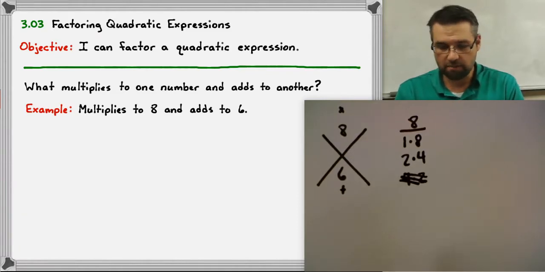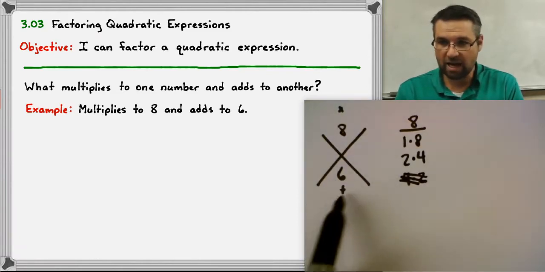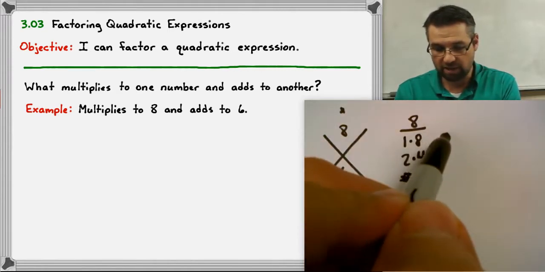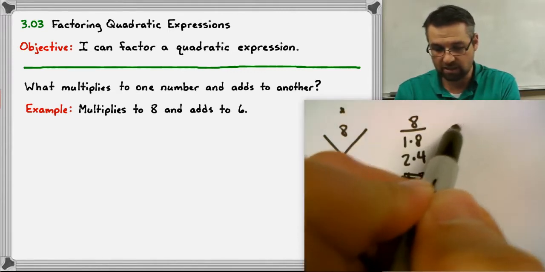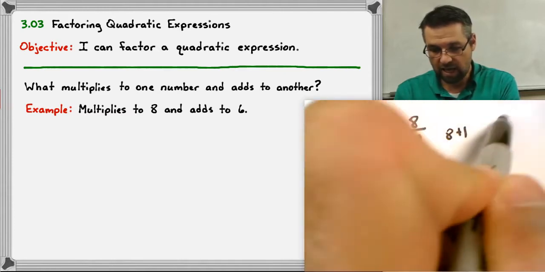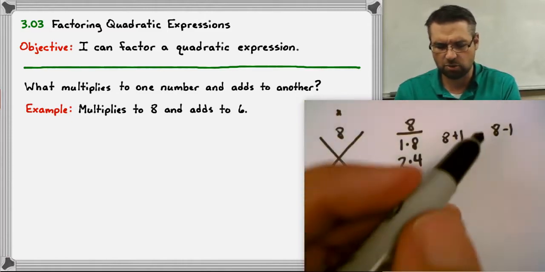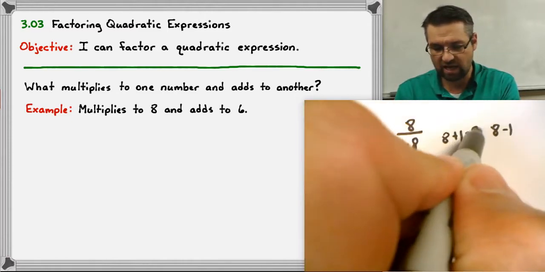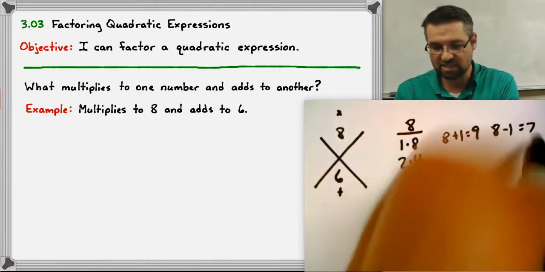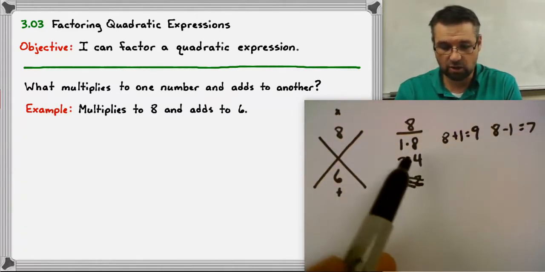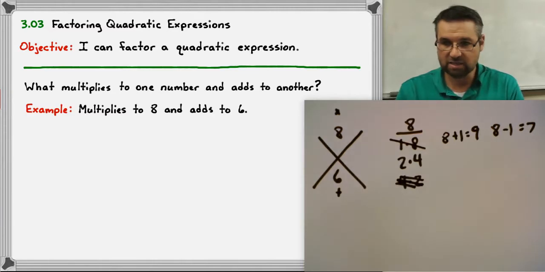Then from here, I want to know the numbers that will add up to 6. Now, what I do off to the side, I might go like this. I might say the bigger number, so I'll say 8 plus 1, and I'll do 8 minus 1. I'm kind of doing these things in my head, but just to show you what it is. 8 plus 1 is 9, and 8 minus 1 is 7. Neither one of those work because I need 6. So I know that 1 times 8 is not an option.